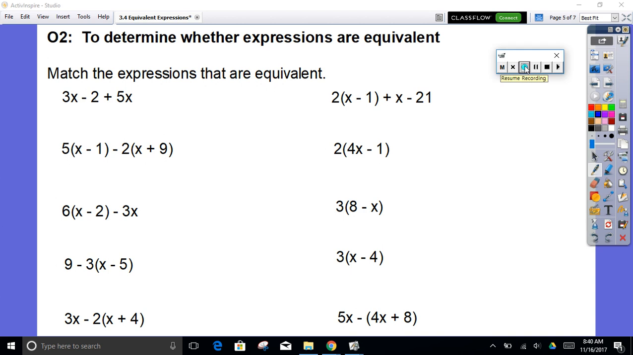All right, we're going to go through and simplify them all together and then we'll find what matches up. Michaela, what did you simplify this to? 8x minus 2. Good. And did you find a match over on this side? Yeah, the second one? Okay, so this one also becomes 2 times 4 is 8x, 2 times negative 1 is negative 2. So 8x minus 2. I can just move that right over there.